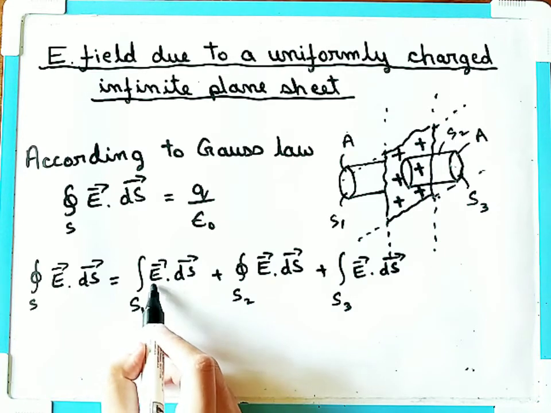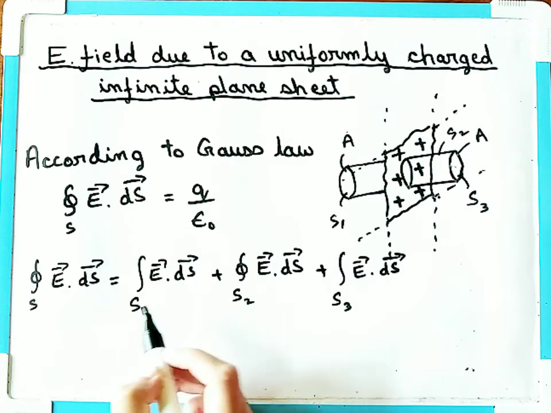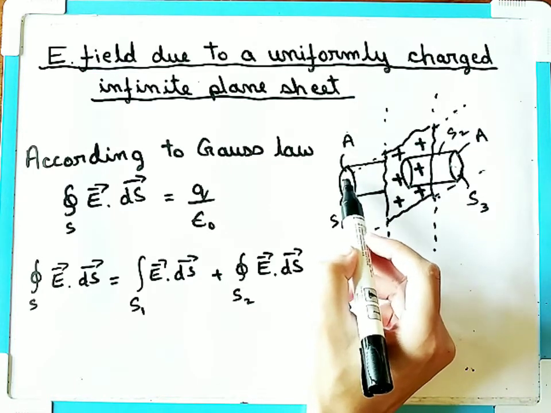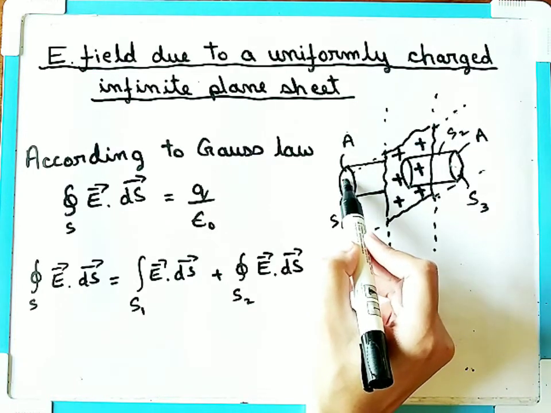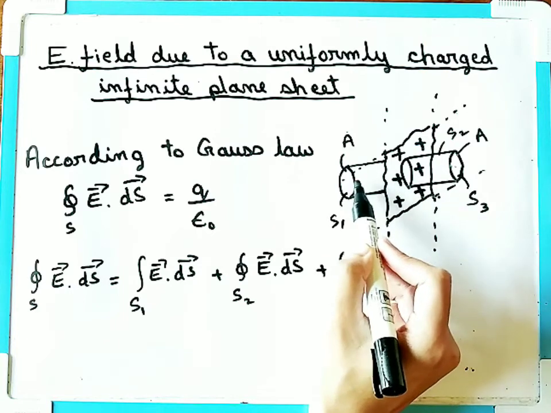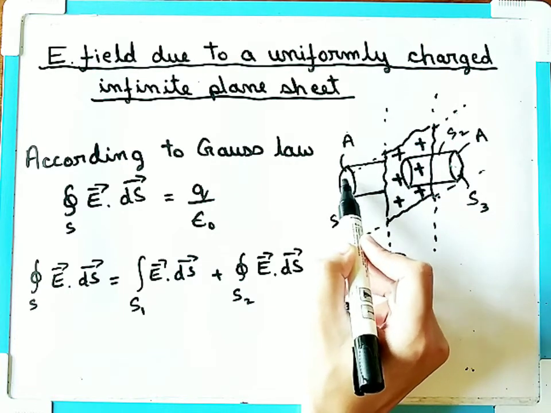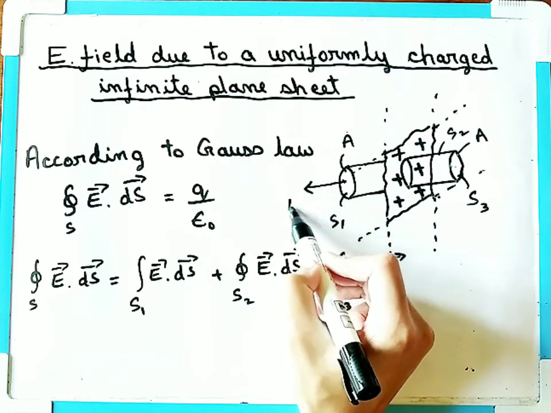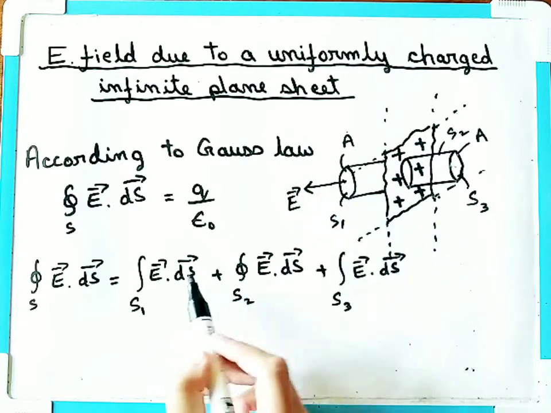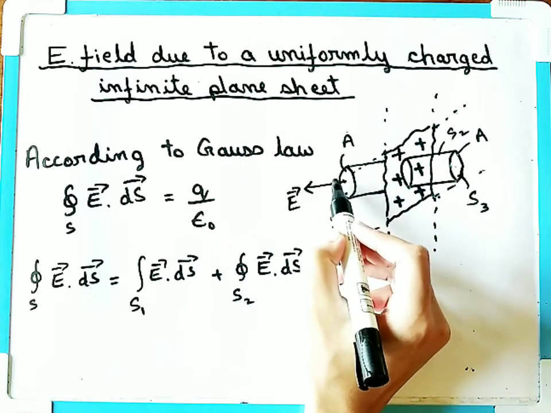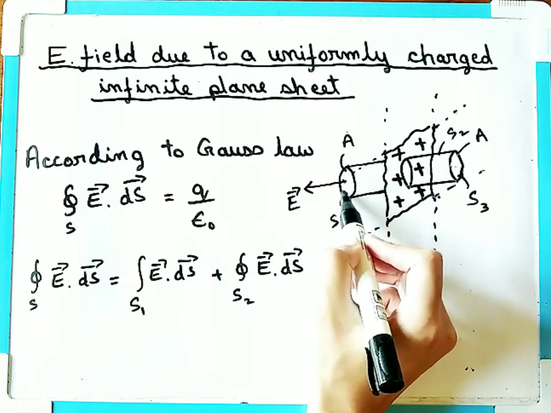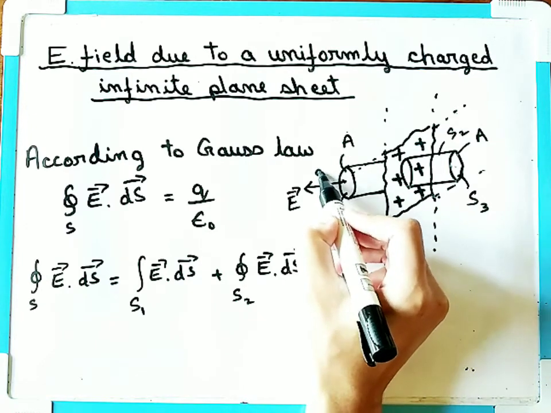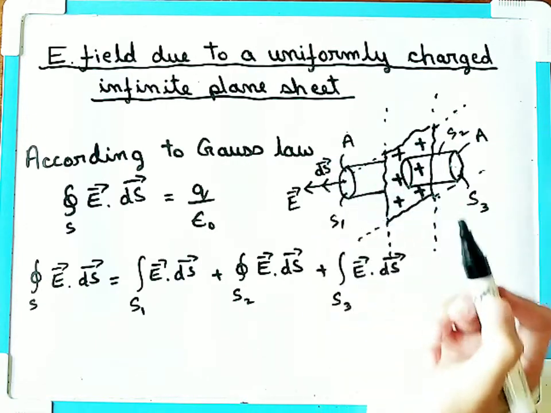Now we'll have to find the direction of E dot ds for the surface S1. So on the surface, the direction of the electric field E will always be away from the positive charge. So say at this point on the surface, the direction will be away from the positive charge. And ds, the direction, will always be normal to the surface S1. So this will be the direction of your ds vector. And you can see they are in the same direction.